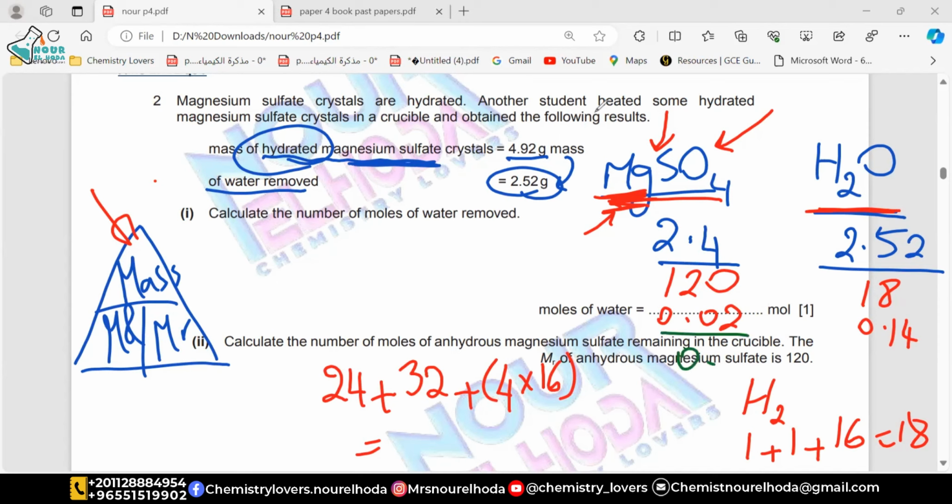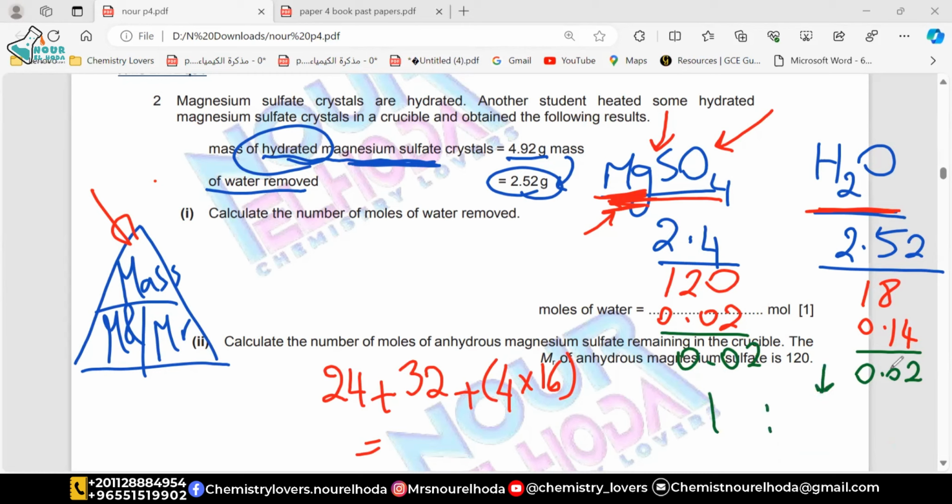You are going to divide this by 0.02 and this by 0.02. Usually it's a must that the ratio is going to be 1 to something. All the time you need to find it 1 to something. If I didn't find it 1 to a number, then for sure I made a mistake. The ratio is going to be 1 to 1, 1 to 2, 1 to 3, 1 to 4, 1 to 5, but it must be 1 to something. Exactly. It's going to be 1 to 7. You got my point? This is how I did it.